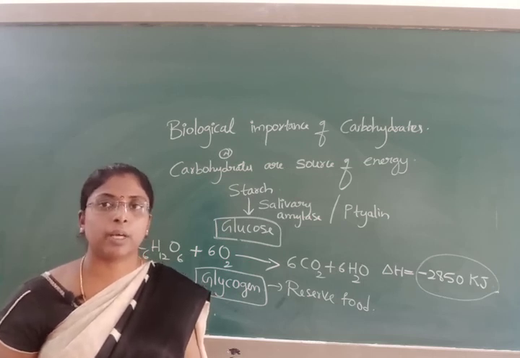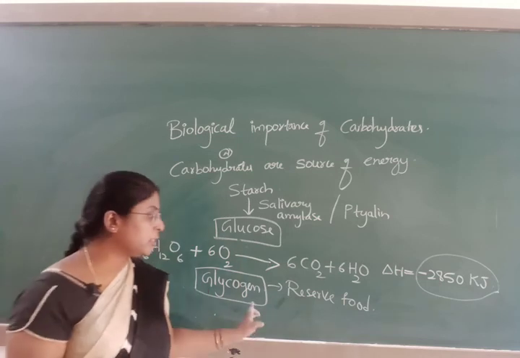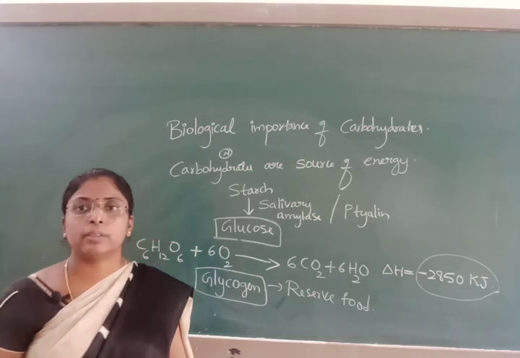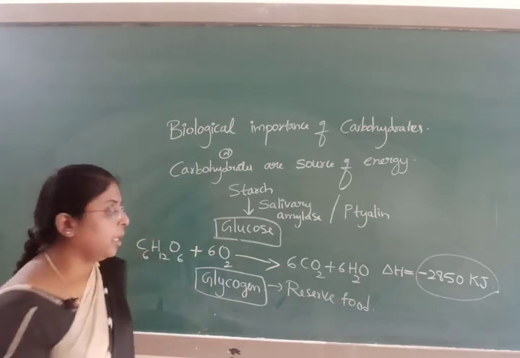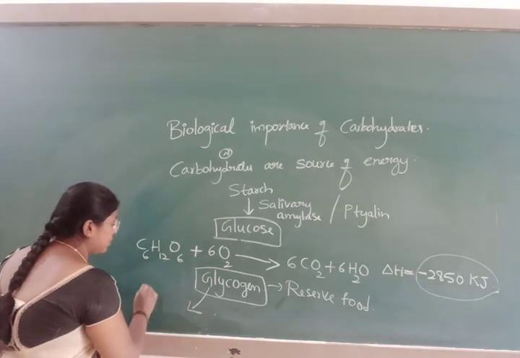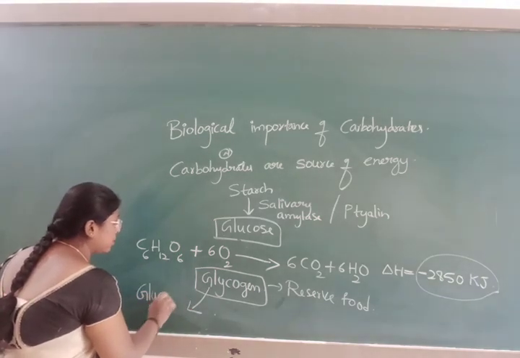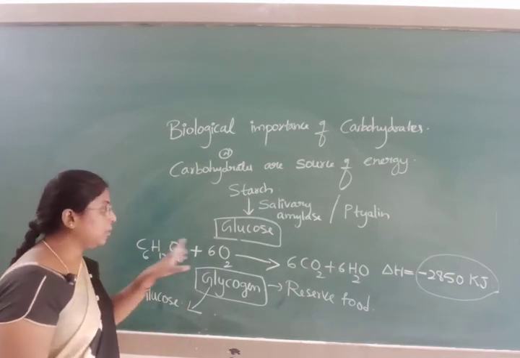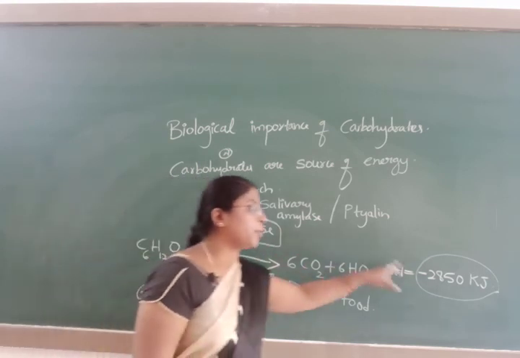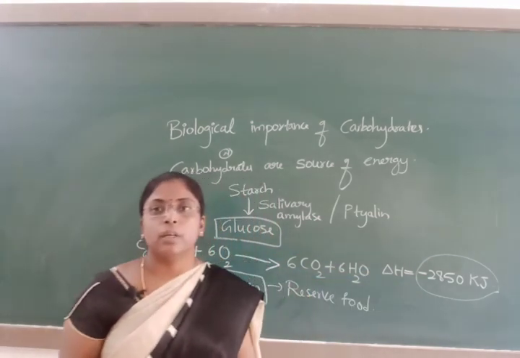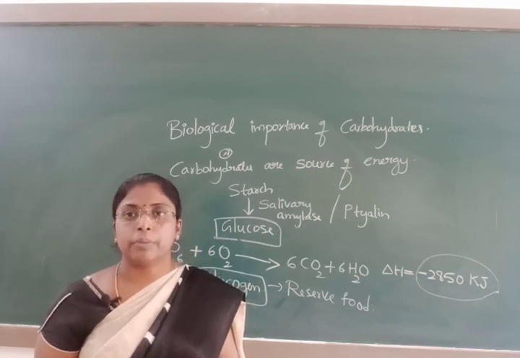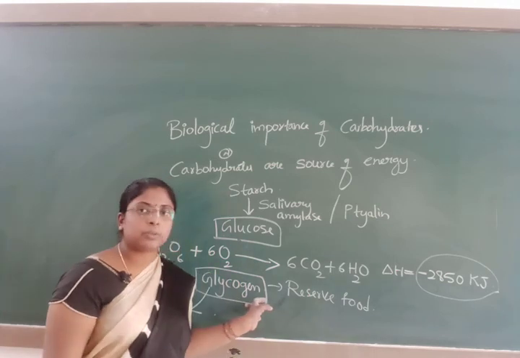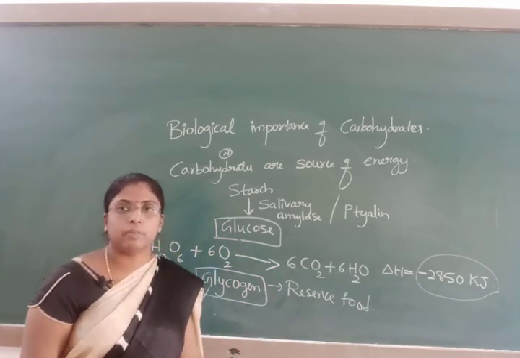In such cases, what happens? In our body, the glycogen is present in stored form. This glycogen undergoes hydrolysis in presence of enzymes and produces glucose. This glucose enters into the bloodstream, reacts with molecular oxygen and provides the energy which is necessary for our body to maintain its temperature and for various processes taking place in our body. Glycogen is stored as a reserve food in our body.